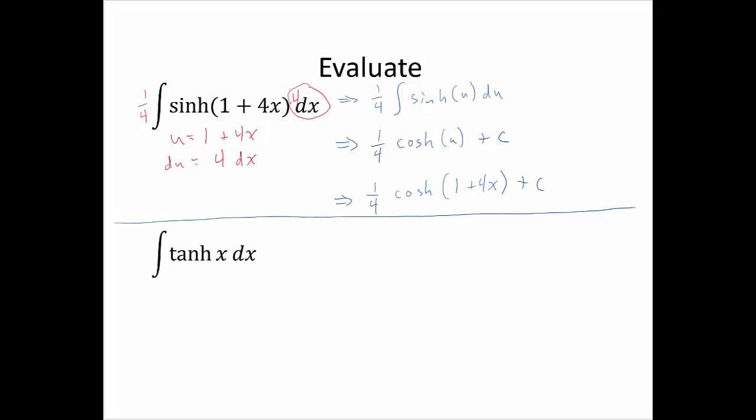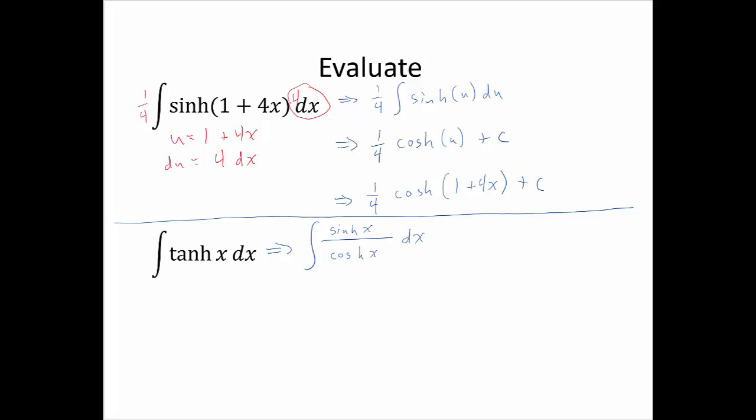If we wanted to integrate the hyperbolic tangent of x, we use the same trick that we did for learning how to integrate the traditional tangent function. We will rewrite this as the integral of the hyperbolic sine of x over the hyperbolic cosine of x, just using the definition of the hyperbolic tangent.